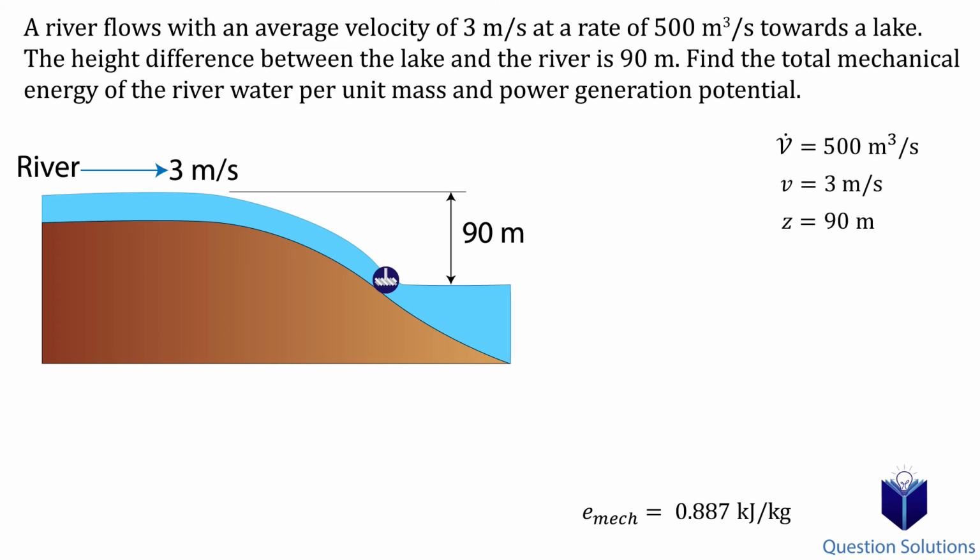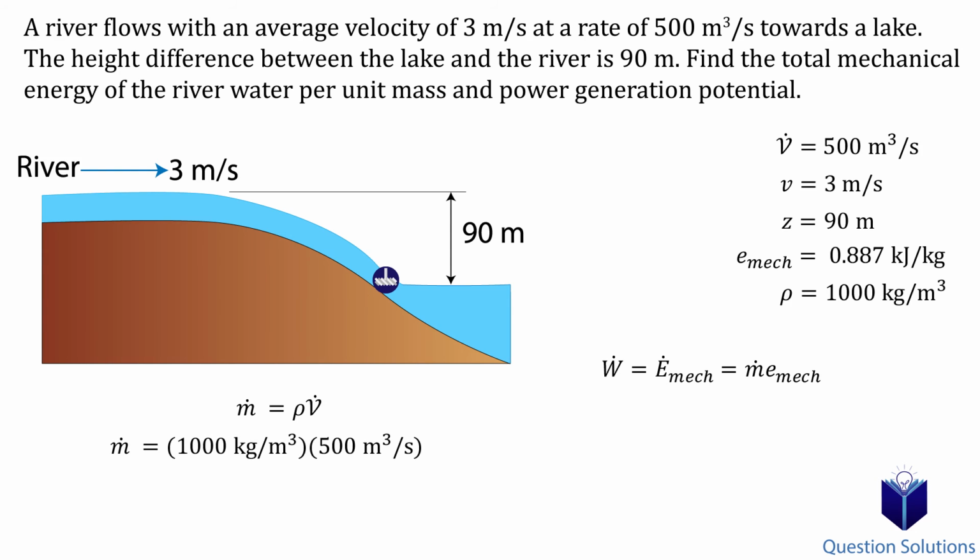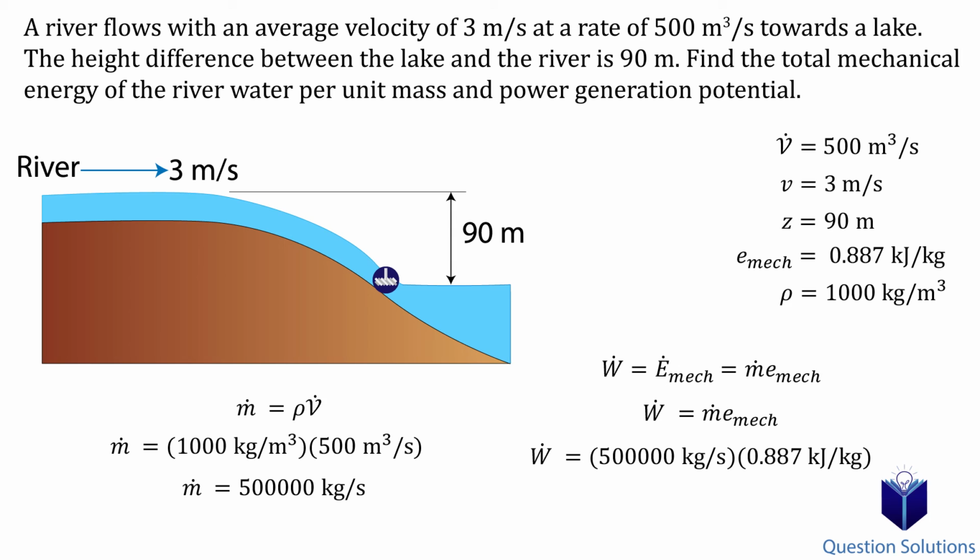To find the power generation potential, we use this equation, which is the energy flow equation. So the same one we've been using before, but notice we don't have the mass flow. We need to figure that out. For that, we can use this equation. The density of water is 1,000 kilograms per cubic meter. Let's plug in our values and solve. This is our mass flow, so we can use this in our energy flow equation. Let's plug them in and solve, and those are our answers.